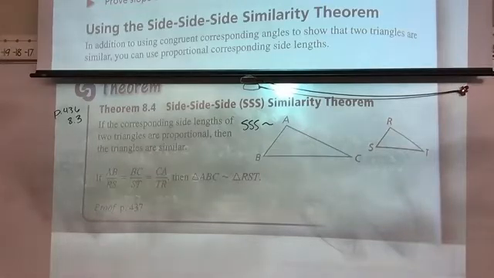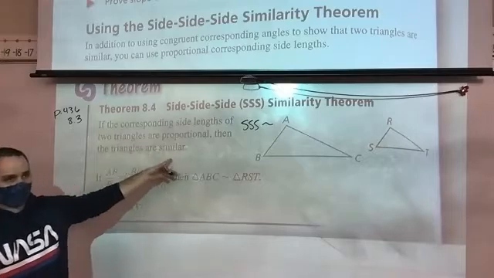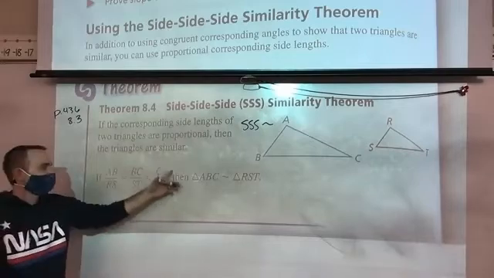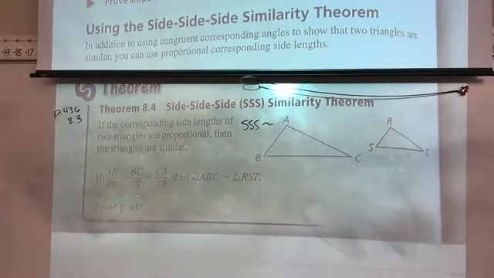So the idea is very similar to that congruency one that we had. The congruency one, of course, said if all three sides are congruent, then the triangles are congruent. But now we're saying if all three sides are proportional, then the triangles are similar. If we can set up that proportion and all three simplify down to the same scale factor, then we can say that the triangles are similar, not knowing anything about the angles. We don't need to know anything about angles for this. We just need to know all three pairs of sides have the same scale factor when they're simplified down.